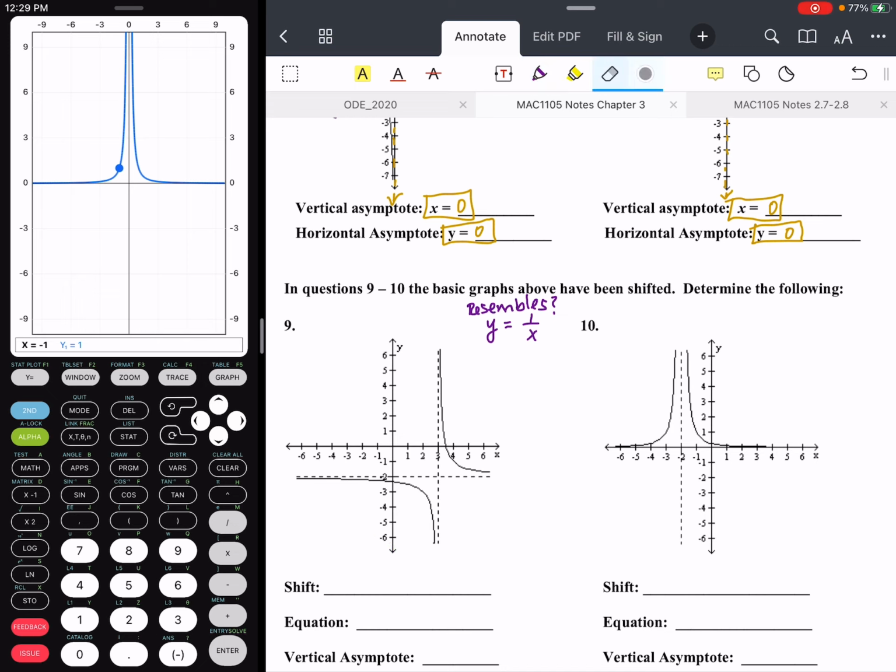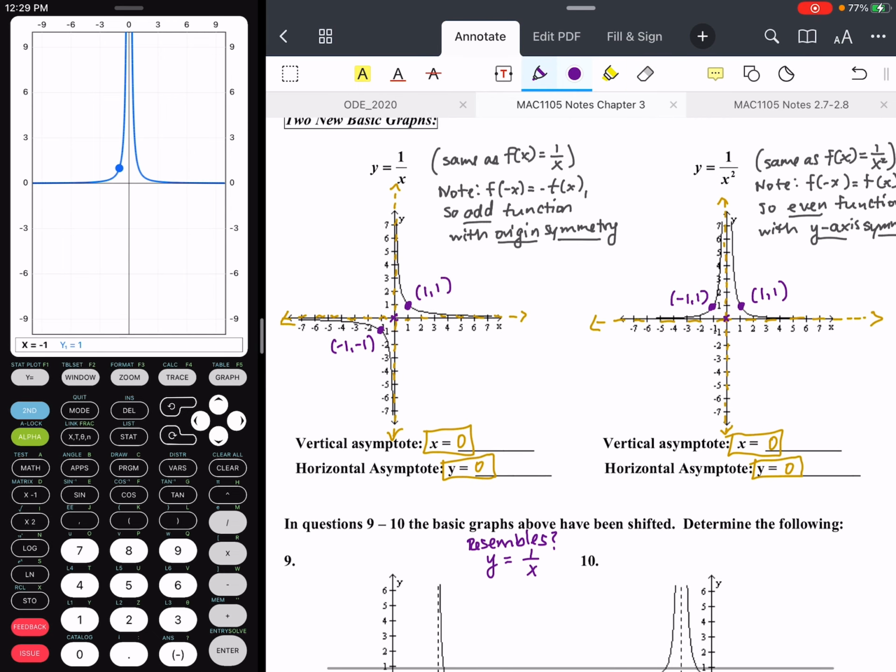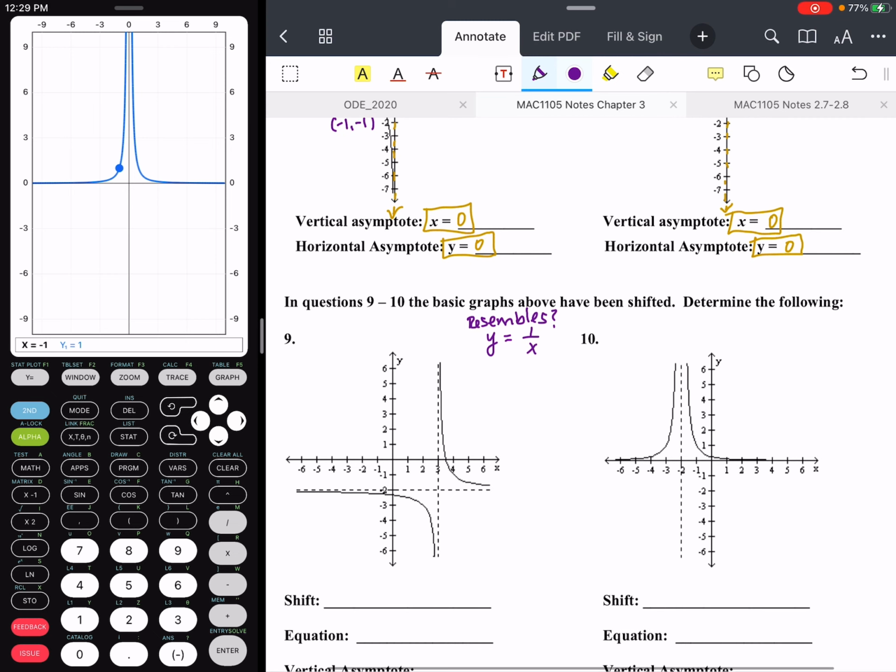All right, for number 10, if I want to figure out which one it resembles, that more resembles y equals 1 over x squared, right? Because I've got the function in the top right and in the top left, and nothing below that horizontal axis. So this one resembles y equals 1 over x squared.